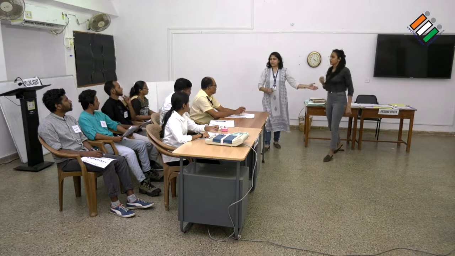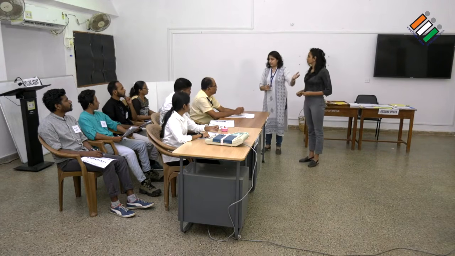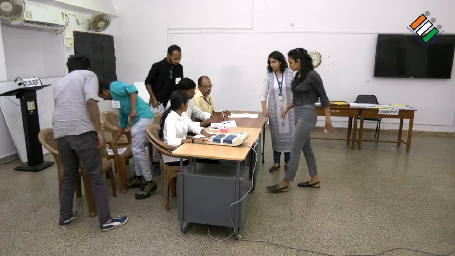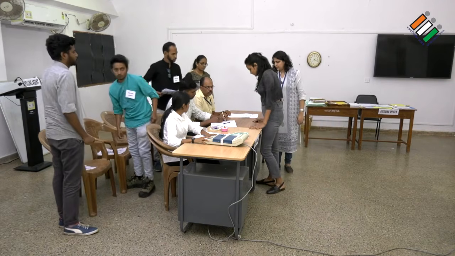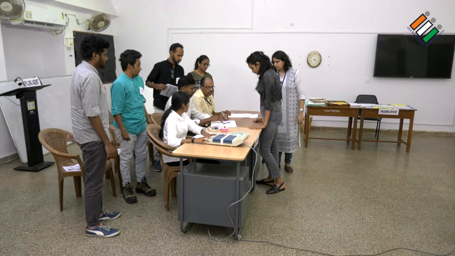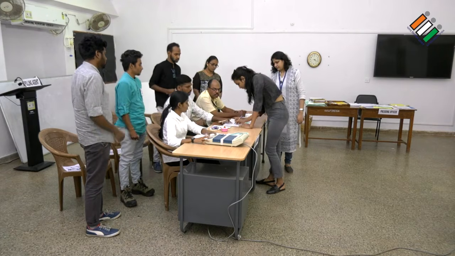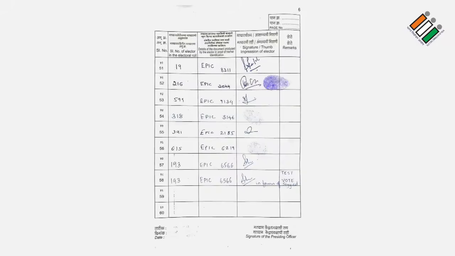Please, polling party, polling agents, this elector has challenged that she has voted for someone and the VVPAT slip is showing someone else. We are going for a test vote. Please come to the voting compartment. Please note on the register 17A. It's a test vote. Take her signature. The second polling officer writes on the 17A register test vote with the same serial number and takes the signature of the elector.